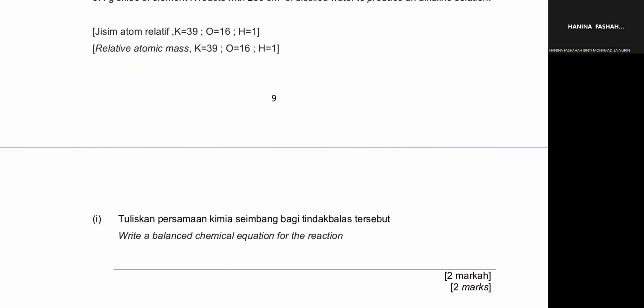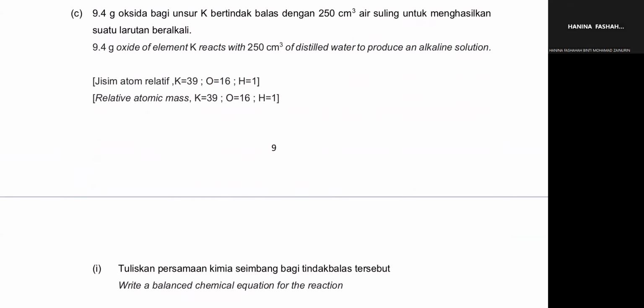Calculation. Before that is the chemical equation. 9.4 gram oxide of K. Oxide of K means what formula? Oxide of K is K2O. K2O reacts with H2O to form an alkaline solution. Do you know what the alkaline solution is? K2O and H2O, basically you can see as well.